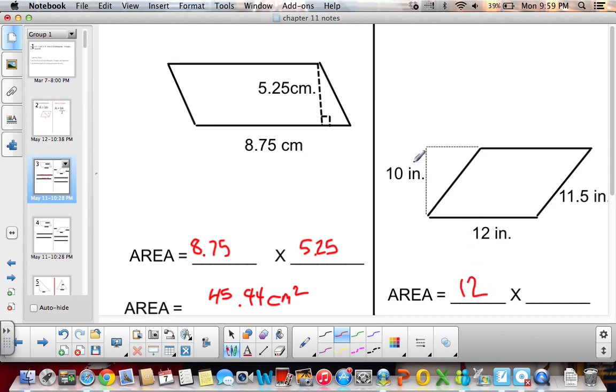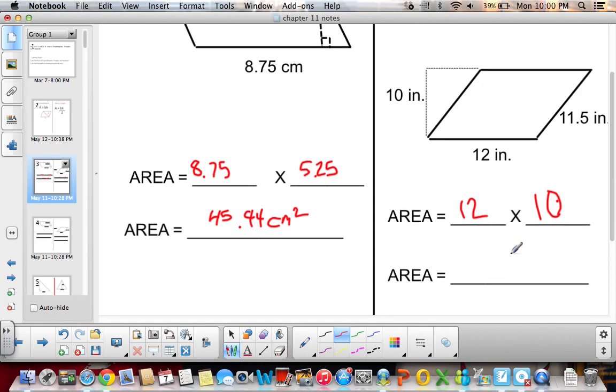Here I'm going to take my base, which is 12. My height is this right here. Actually, even though this is outside of our parallelogram, this height right here is the same exact height as if it was here or if it was here. So this is 12 times 10. That 11.5 is disregarded right now. 12 times 10 is 120, and then because it's area, it's inches squared.